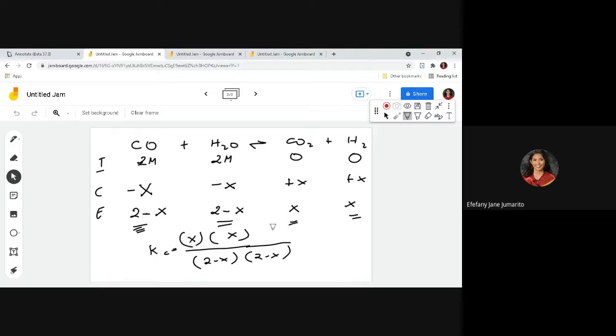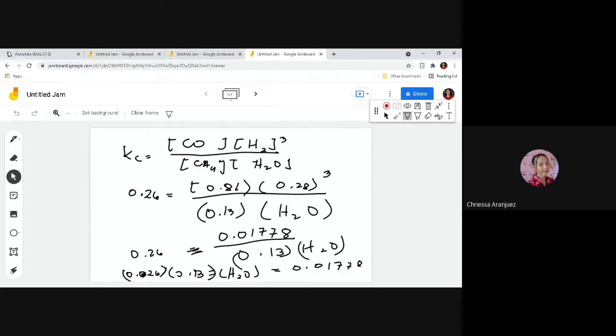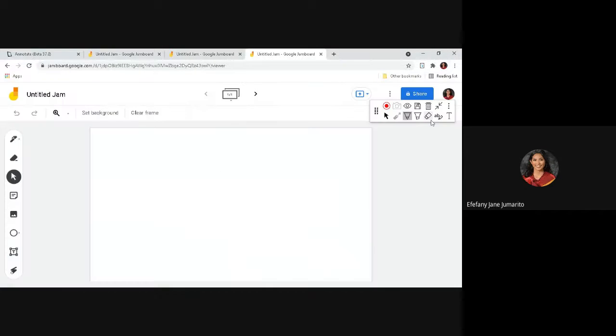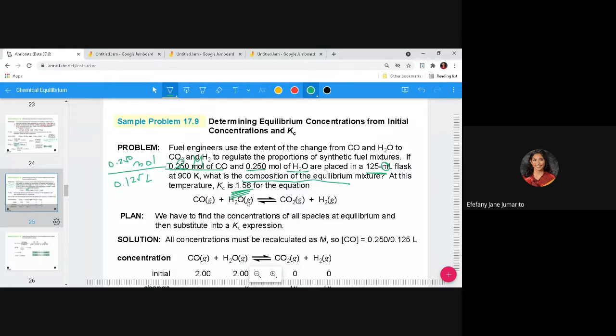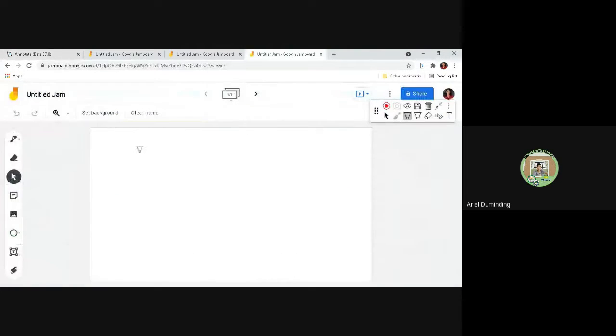Okay. So that one can be x times x, x squared, over 2 minus x squared. Okay, we have that one. So what is the value of Kc? It was given: 1.56. 1.56 is equal to x squared over 2 minus x squared. Okay, so we have that one.